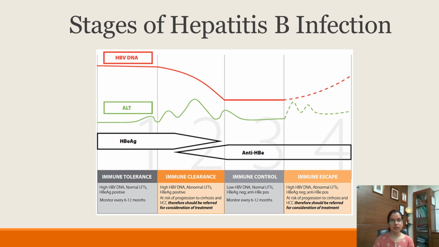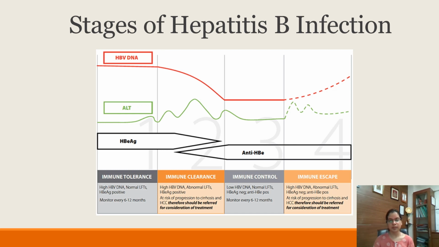So, stages of hepatitis B infection. There are four stages: immune tolerance, immune clearance, immune control, and immune escape. In neonates, there is a 90% chance that it will progress to chronic hepatitis B, and in adults, it is a 5% chance. In neonates, because of immune tolerance, there is risk of chronic hepatitis B infection.